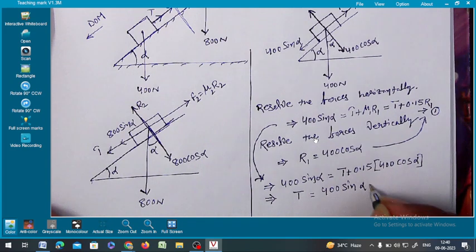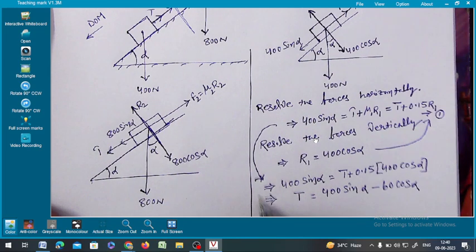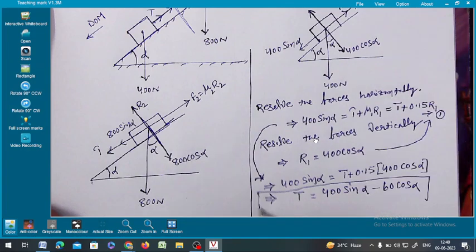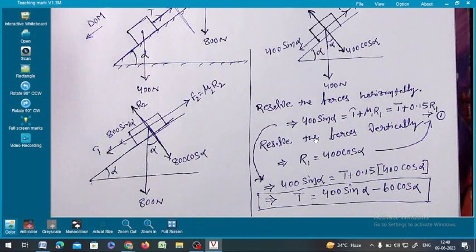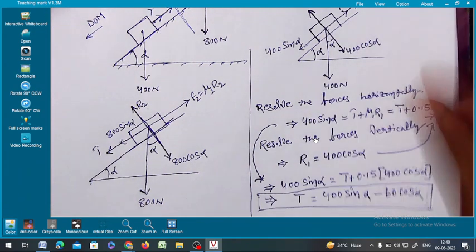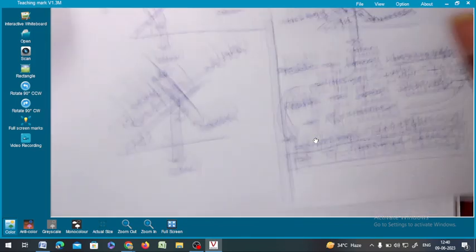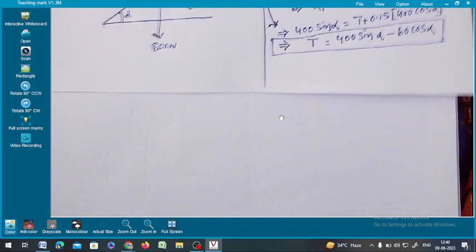Sixty. So 400 sin alpha minus 60 cos alpha. Any doubts? Clear? Is this clear to you? Yes, sir. You have noted it down? Yes.